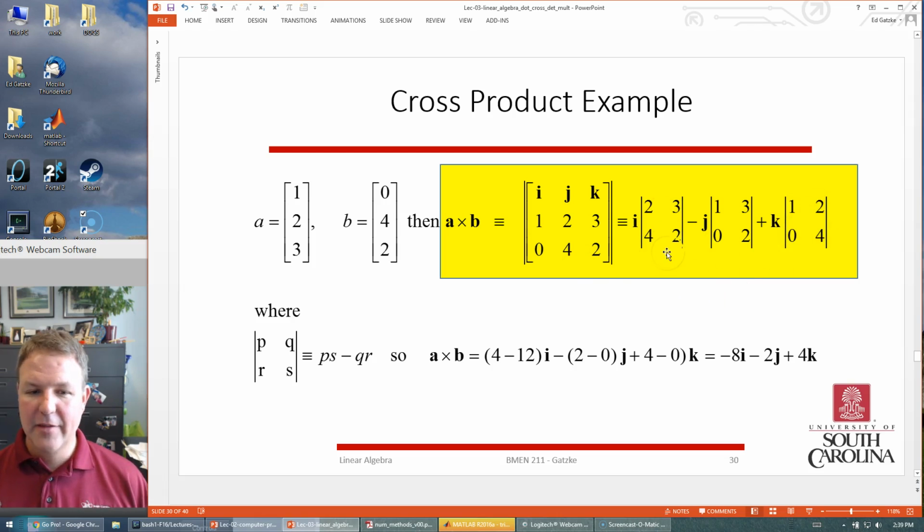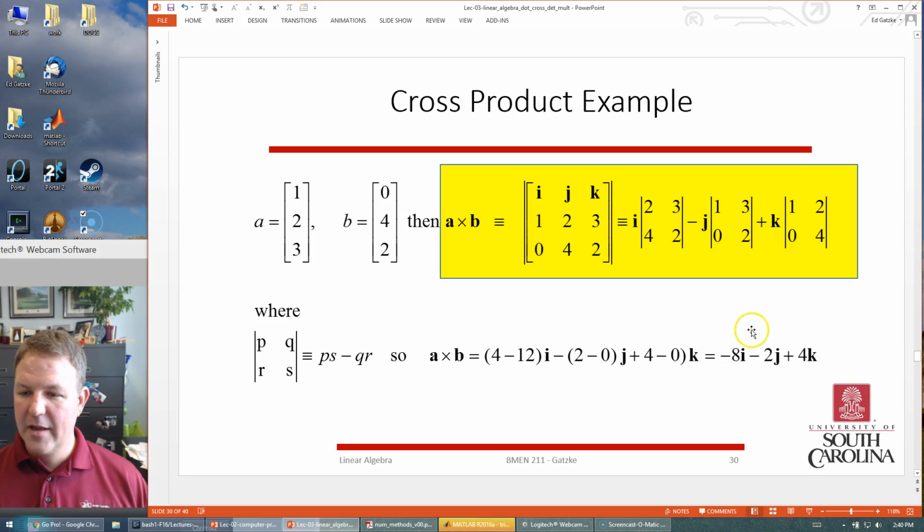When we calculate out those three different determinants, you're going to get 2 times 2 is 4, minus 3 times 4 is 12, which is going to be negative 8. 1 times 2 is 2, minus 3 times 0 is 0, so it's going to be 2, but it was a negative value for that second component, so it's going to be negative 2. And the third one is 1 times 4, minus 2 times 0, which is going to be 4.